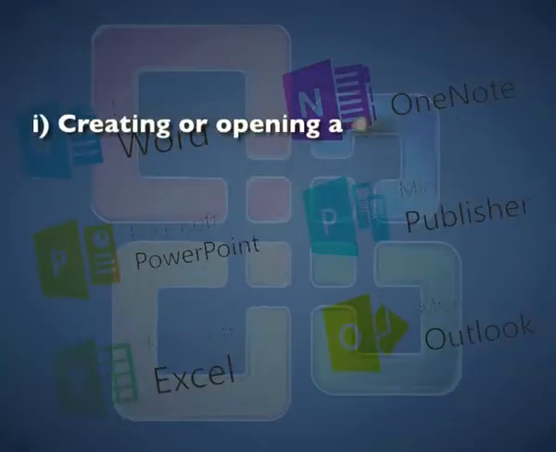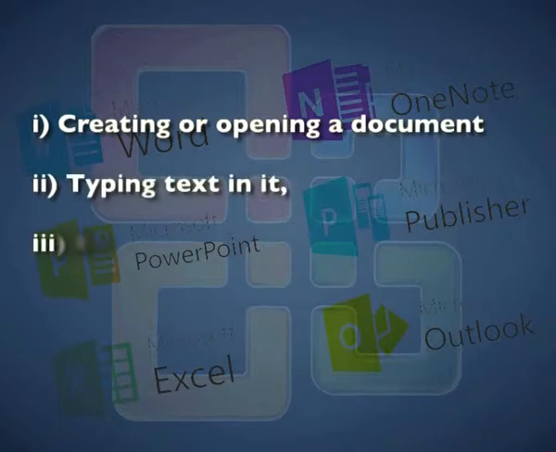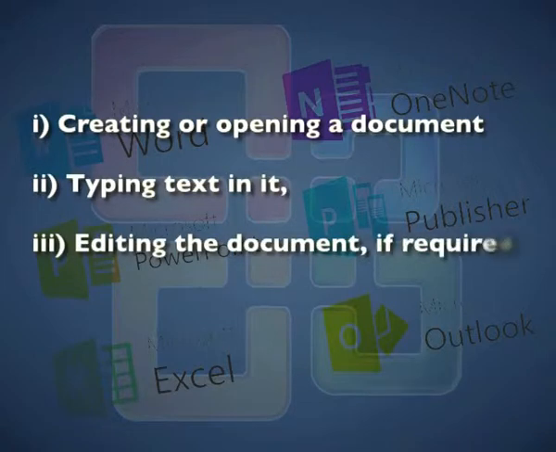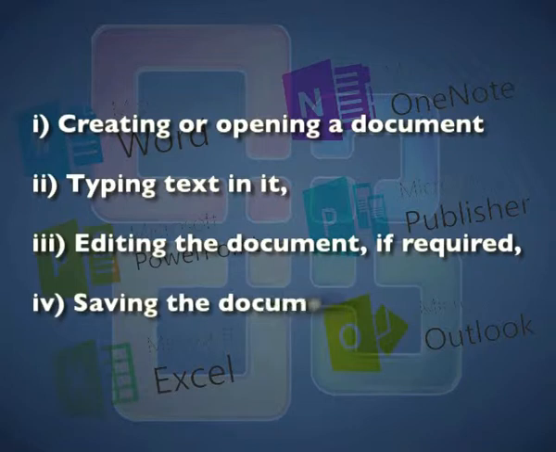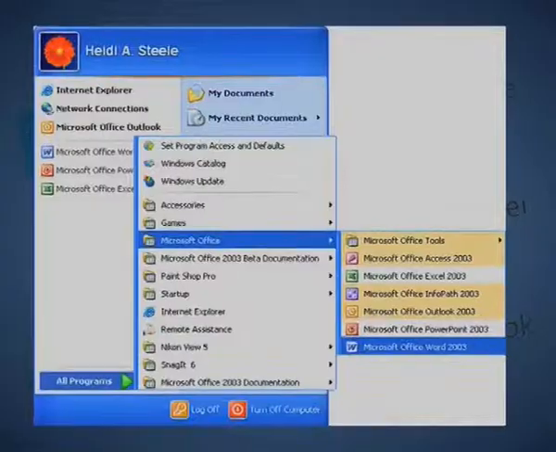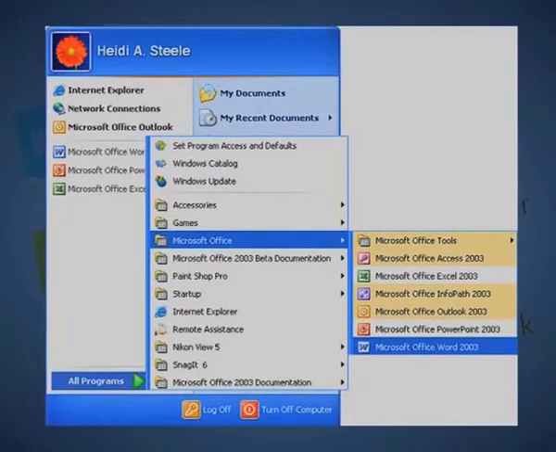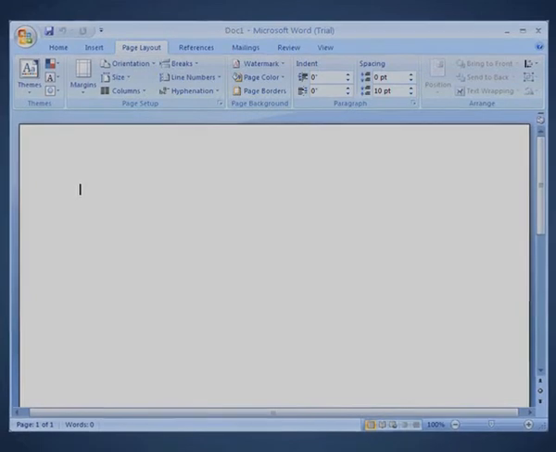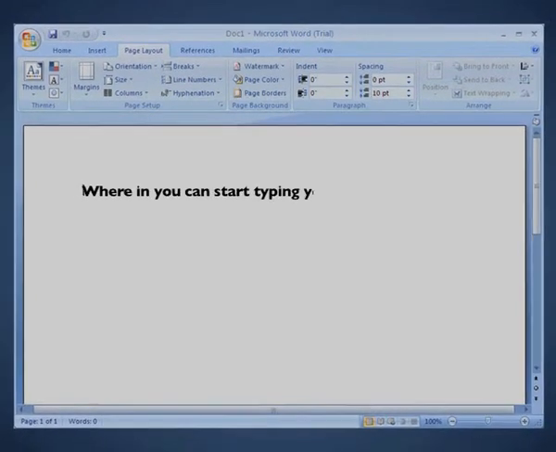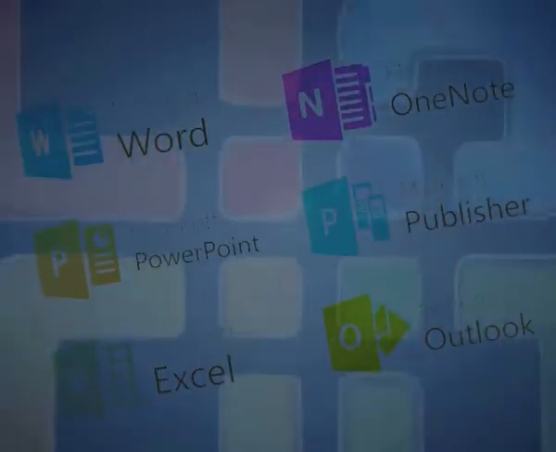Working with a word processor usually involves these steps. 1. Creating or opening a document. 2. Typing text in it. 3. Editing the document if required. And 4. Saving the document for later use. Once you start Word, a document window appears wherein you can start typing your text.